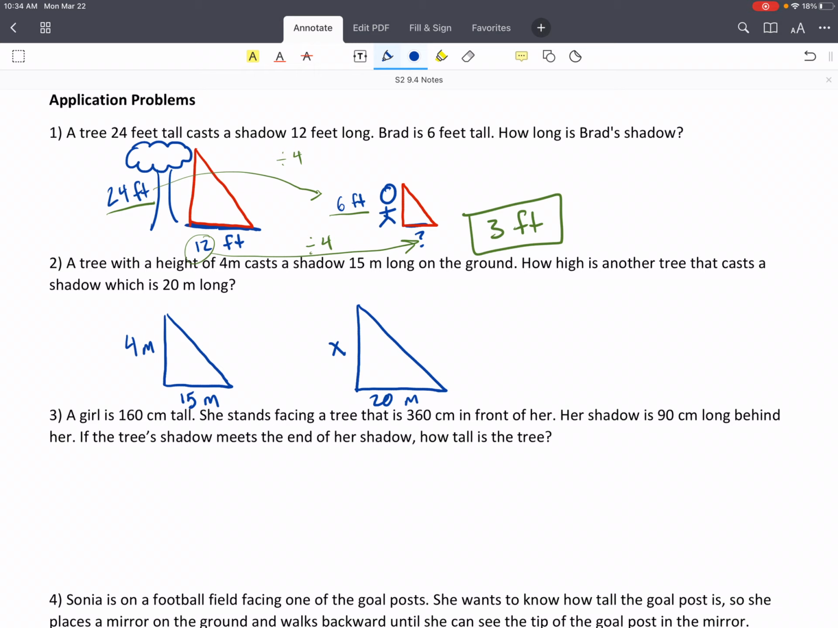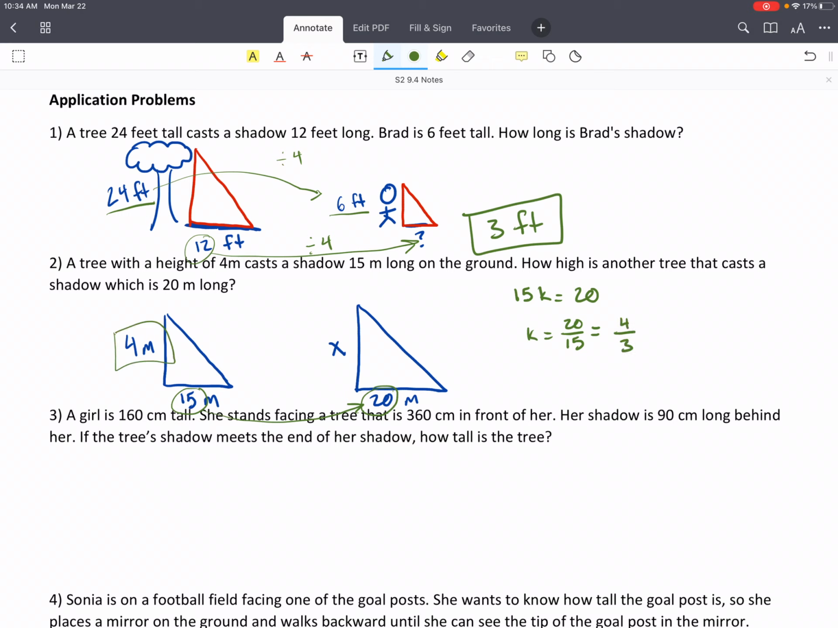And so once again, I can look, 15 to 20. Gotta multiply 15 by some scale factor to get 20. So I can find the scale factor by dividing 20 by 15. I think it's 1.25. No, it's 1.33333. So I'm just going to reduce that so I don't have to deal with the fractions. 20 divided by 15, divided both by 5, 4/3.